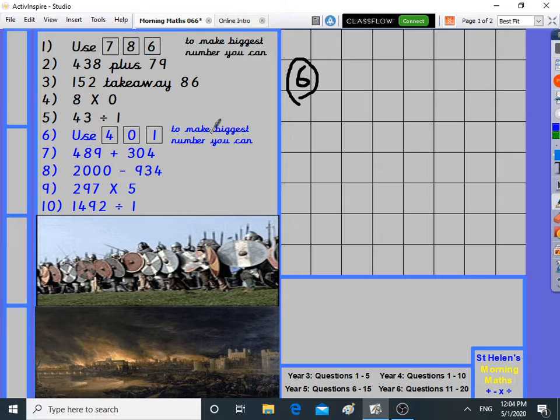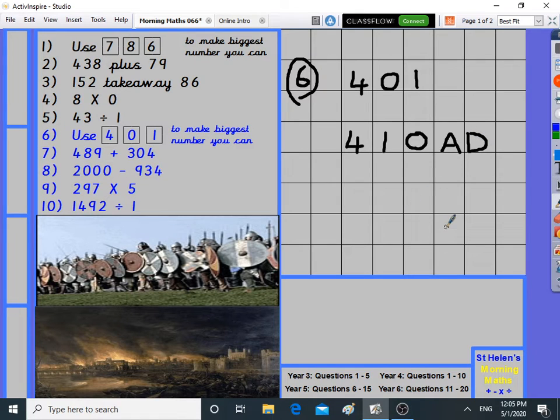Use 401 to make the biggest number you can. 4 and 0 and 1. To make the biggest number I can, I'm definitely going to want the 4 at the front, but then I'm going to want a 1 and a 0. And it's 410, or as a date, 410 AD.